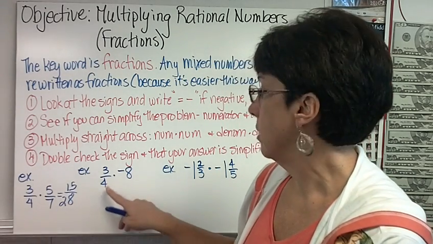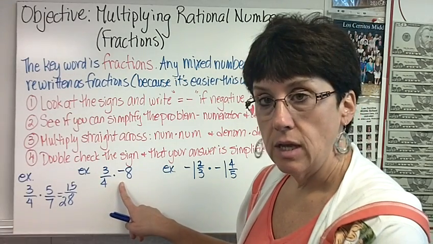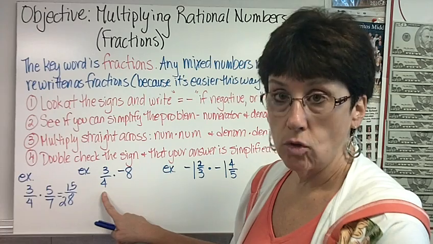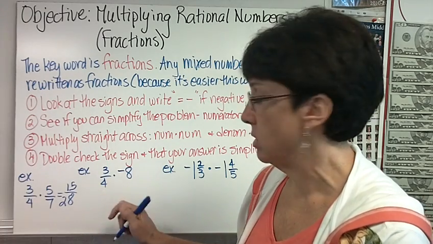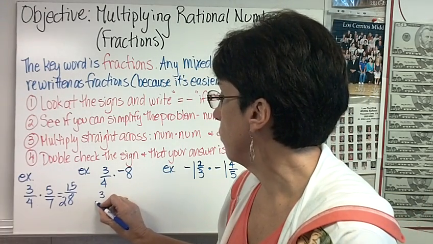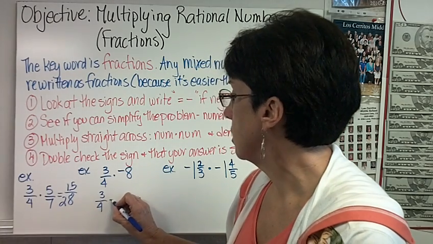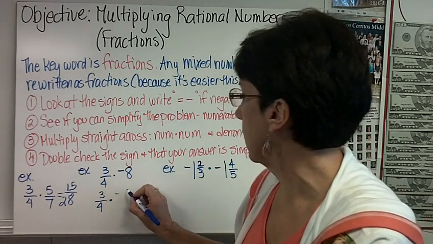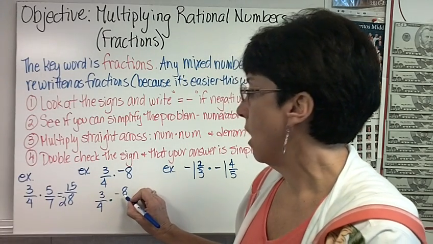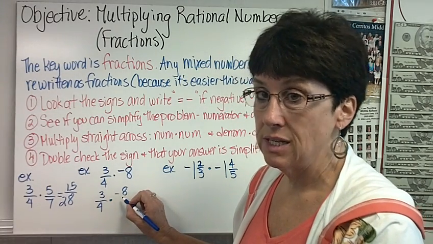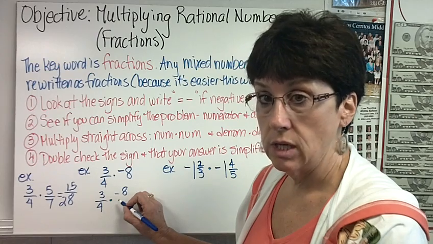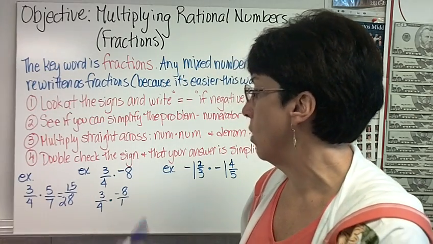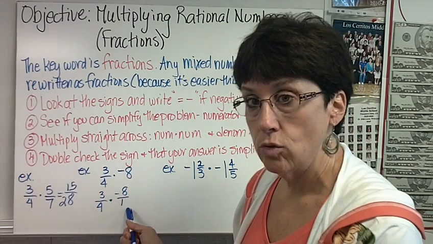Here's another problem. 3/4 times -8. Now when I have a whole number times a fraction, I need to make the whole number into a fraction, so I have a numerator and a denominator. So 3/4 stays as 3/4 times. I always like to put my negative, if it's a negative, up by the numerator, because that way it doesn't maybe blend into the operation or the equal sign or whatever.